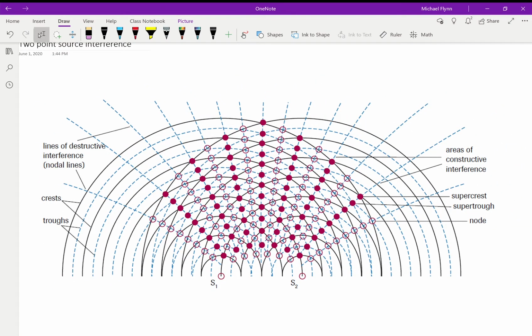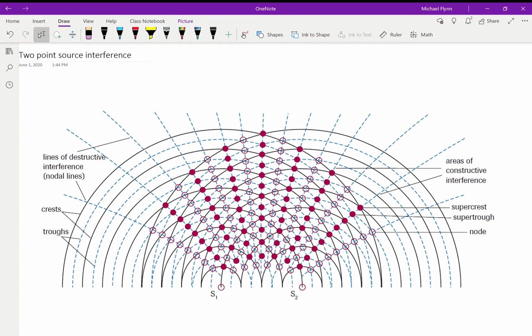All right, so before we start talking about this pattern, I'm just going to write a note at the top here. I was going to change my mind for a second, but I'm going to write it like this. Crest plus crest, or trough plus trough, equals constructive interference, right?